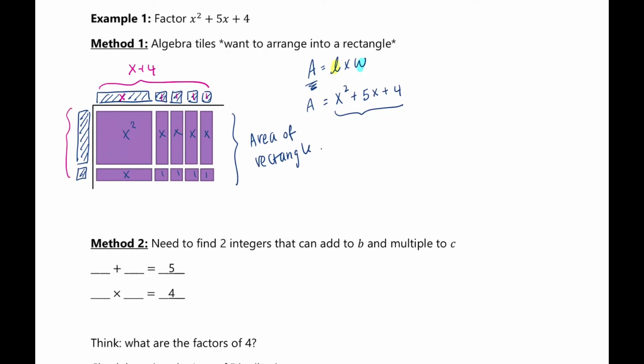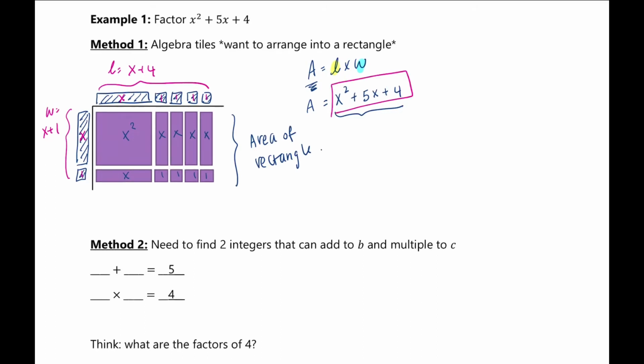How about here? This is a positive x bar, and this is a positive 1 bar. We have x plus 1 vertically. So the length was x plus 4, and the width equals x plus 1. If we were to write this as an equation, we'll state that x squared plus 5x plus 4 equals x plus 4 times x plus 1.